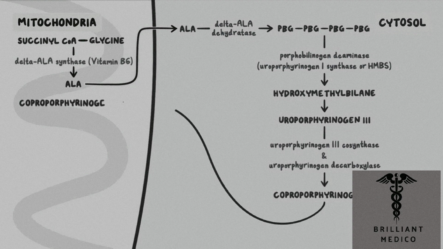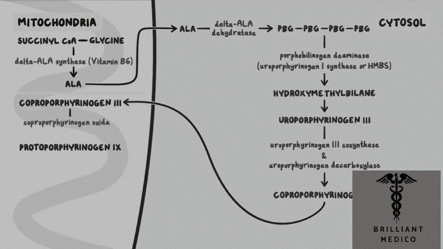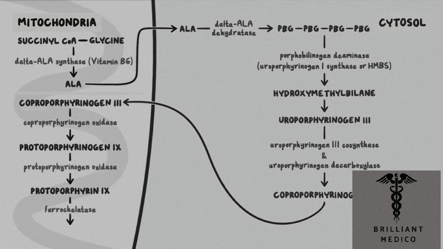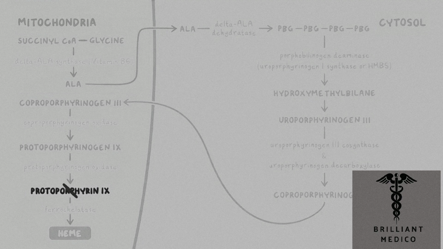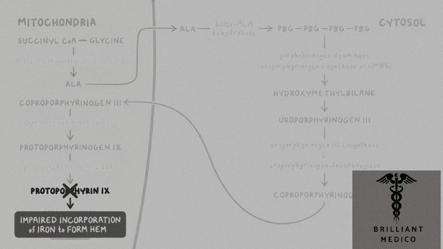Next, coproporphyrogen 3 is brought back into the mitochondria and converted into protoporphyrogen 9 by coproporphyrogen oxidase. Protoporphyrogen 9 is converted to protoporphyrin 9 by protoporphyrogen oxidase. Lastly, an iron molecule is added to protoporphyrin 9 via the enzyme ferrochelatase. And 10 tongue twisters later, we've got a completed heme. Now, with sideroblastic anemia, there's defective protoporphyrin synthesis, which results in impaired incorporation of iron to form heme.